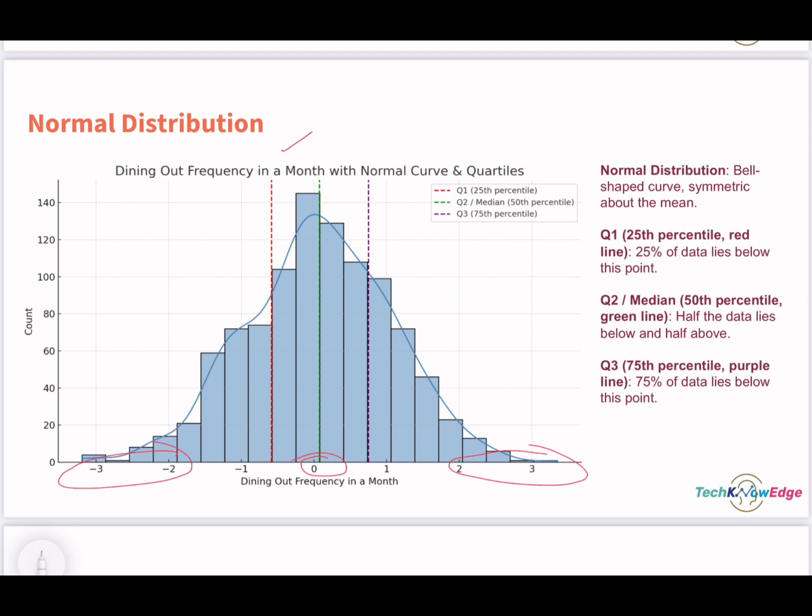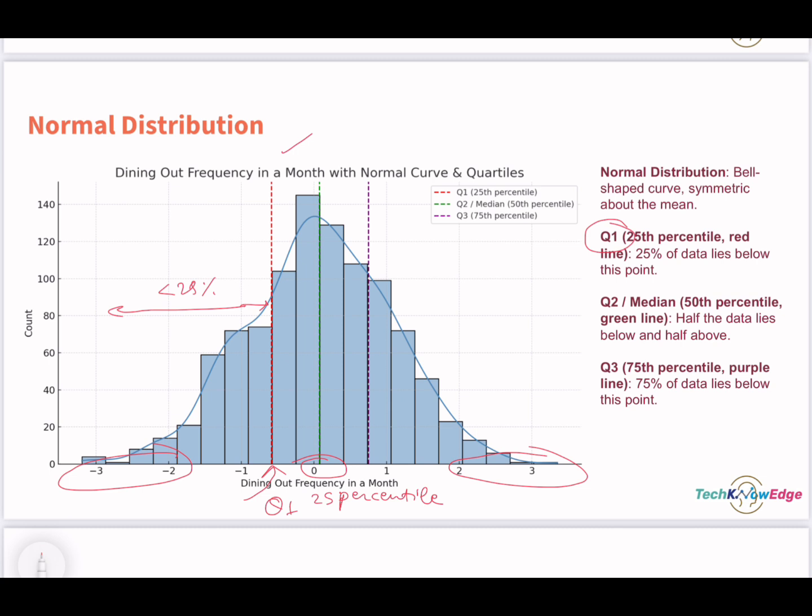Let's break down the lines. First, the red line on the left is called Q1 or quartile 1 or the 25th percentile. That means 25% of people dine out less than this number. So it's kind of like the lower quarter of the group.